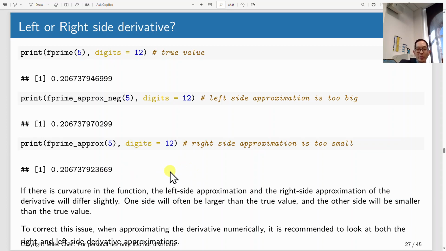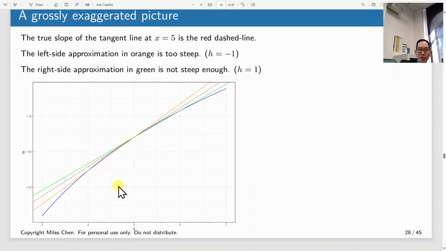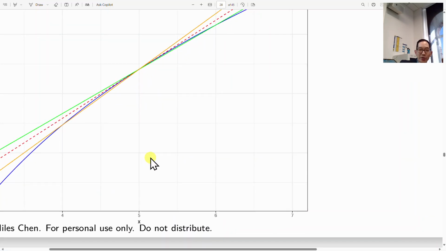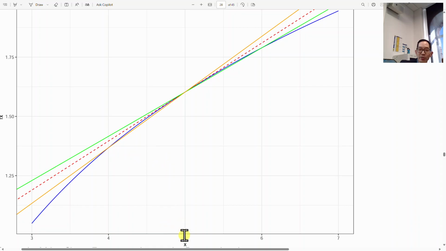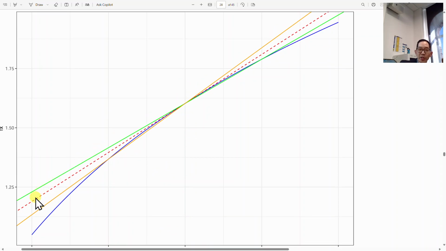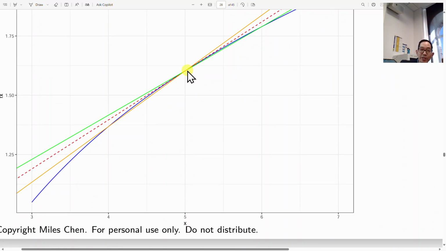This is an illustration that is grossly exaggerated. Again, here we are trying to find the derivative when x is equal to 5. The function is the curved blue line. The derivative is shown by the slope of the dotted red line, so the dotted red line is the actual slope. And here I have an exaggerated approximation.